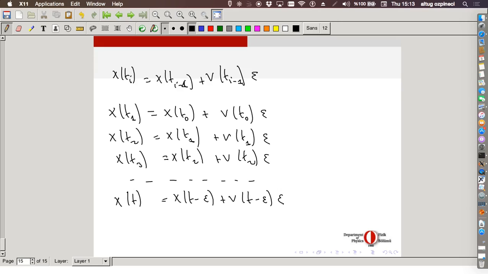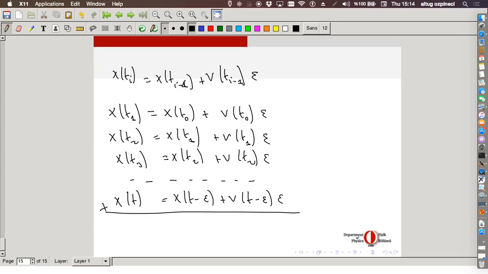So if I want to obtain the position at time t starting from its position at time t0, the only thing I need to do is just sum its displacement throughout this time. Well, just sum them up. On the left-hand side, I will have x of t1, x of t2, x of t3, x of t4, etc., up to x of t. On the right-hand side, I will have x of t0, x of t1, x of t2, etc., up to x of t minus epsilon, plus the sum of these things.